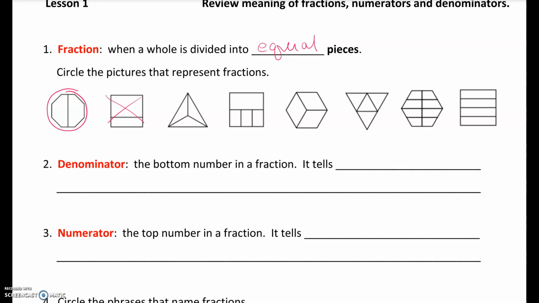The triangle is divided into three pieces. They are all equal pieces. So this would represent a fraction. The next one is cut into four pieces, but they are not all equal. So this would not represent a fraction. The cube is cut up into three separate pieces, but this is equal. They are all equal. So this would represent a fraction. The next one, this triangle, is cut up into four separate pieces, and they are all of equal size. So yes, this would represent a fraction.